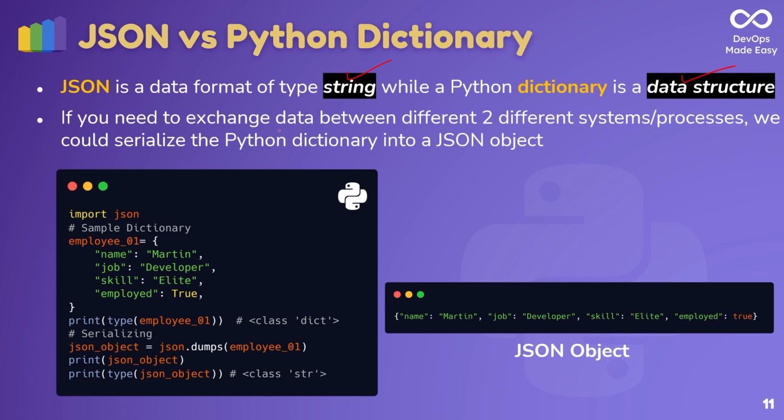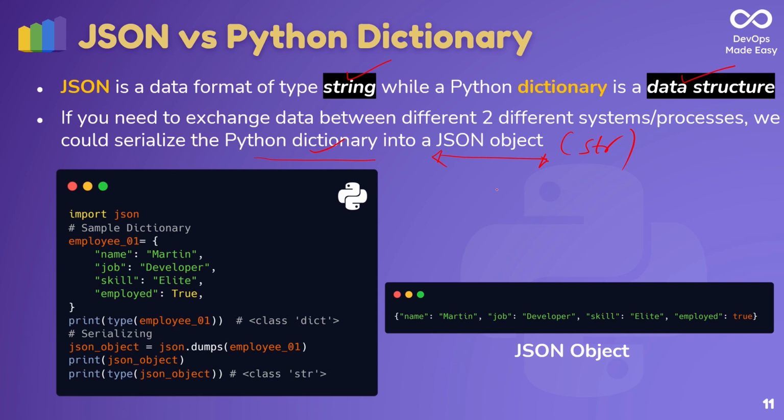If you need to exchange data between two different systems or processes, or let's say you want to exchange some data between two different microservices, we could serialize a Python dictionary, and that becomes a JSON object. That's why the Python dictionary is a data structure. Once you serialize a dictionary, it becomes a JSON object of type string.